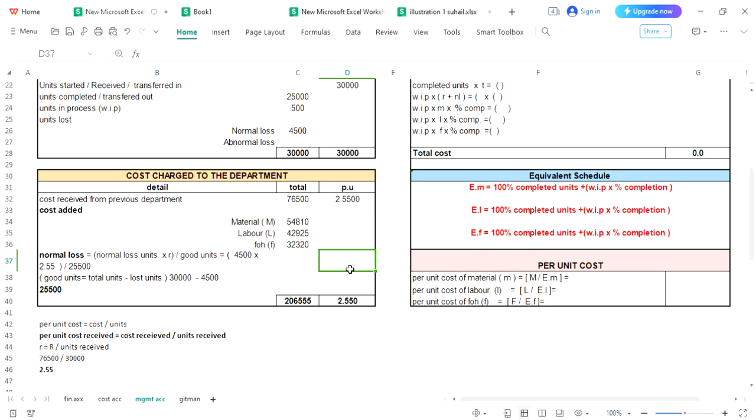What you will write on your calculator, the very first thing is normal loss units 4,500, put a bracket as well, 4,500 units multiply, put the sign of multiply. I have to see because I'm using another system, okay, I have seen. 4,500 units multiply, and then with which are you going to multiply? 2.55. 2.55 is the per unit cost received from the previous department. Close the bracket, and now you are going to divide it with what? 25,500. So this way you have calculated your normal loss. It is called adjustment of normal loss.